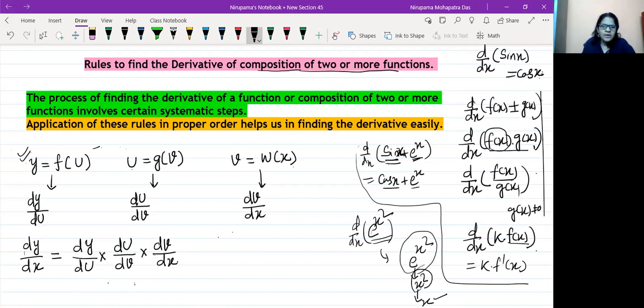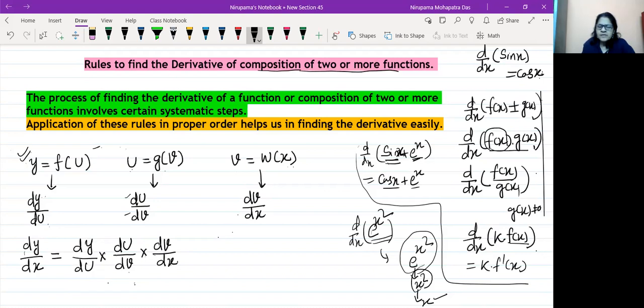So here, as y is a function of u, y is directly related to u, we can find dy by du, means the derivative of y with respect to u. Similarly, u is a function of v, so the derivative of u with respect to v. And v is a function of x, so the derivative of v with respect to x. And we need dy by dx. It means dy by dx can be written as dy by du into du by dv into dv by dx.